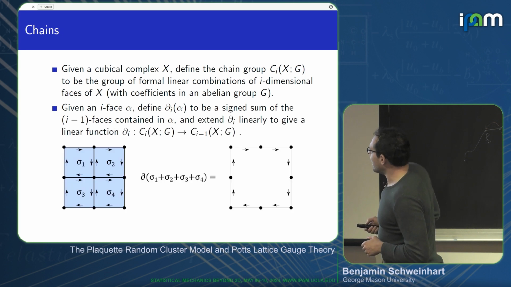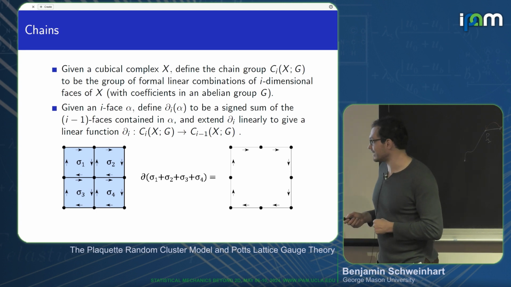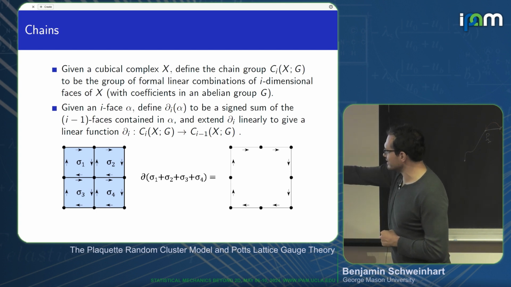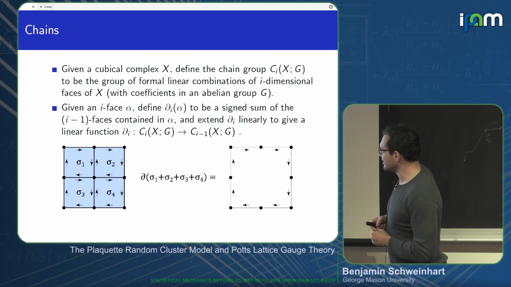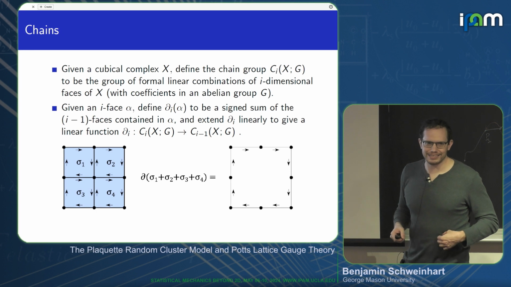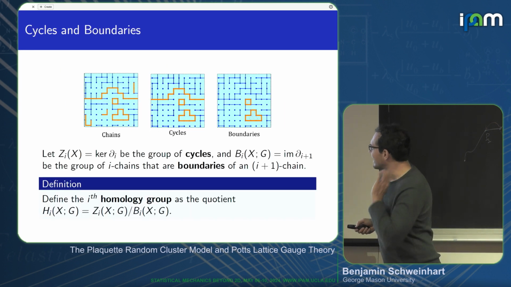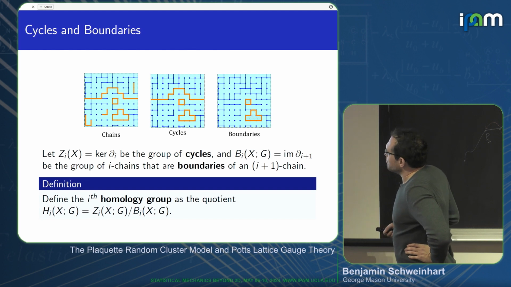Okay? And then we can define a G-linear function. This defines a G-linear function just by extending it linearly. So here, the boundary of the sum of these 4 plaquettes is just what agrees with your geometric intuition. It's the outside of that. Okay, so very fast.